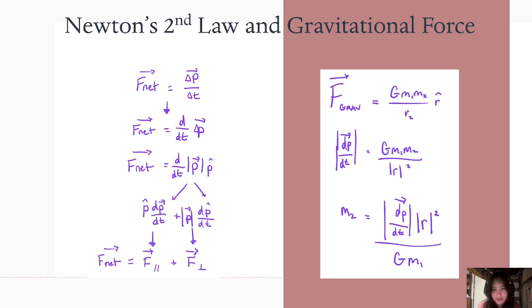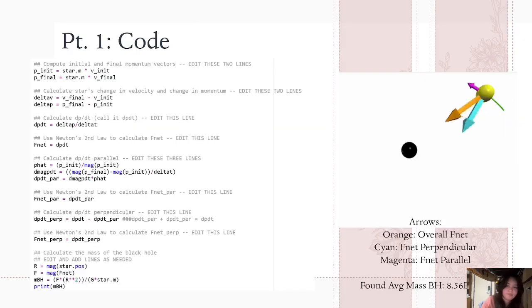On the right hand side, you're going to see the gravitational force, which is equal to the gravitational constant times mass 1 times mass 2, in this case the star and the black hole, over the radius squared. And you can rearrange it to determine the mass of the black hole to be the change of momentum over change of time, times radius squared, over the gravitational constant times the star's mass.